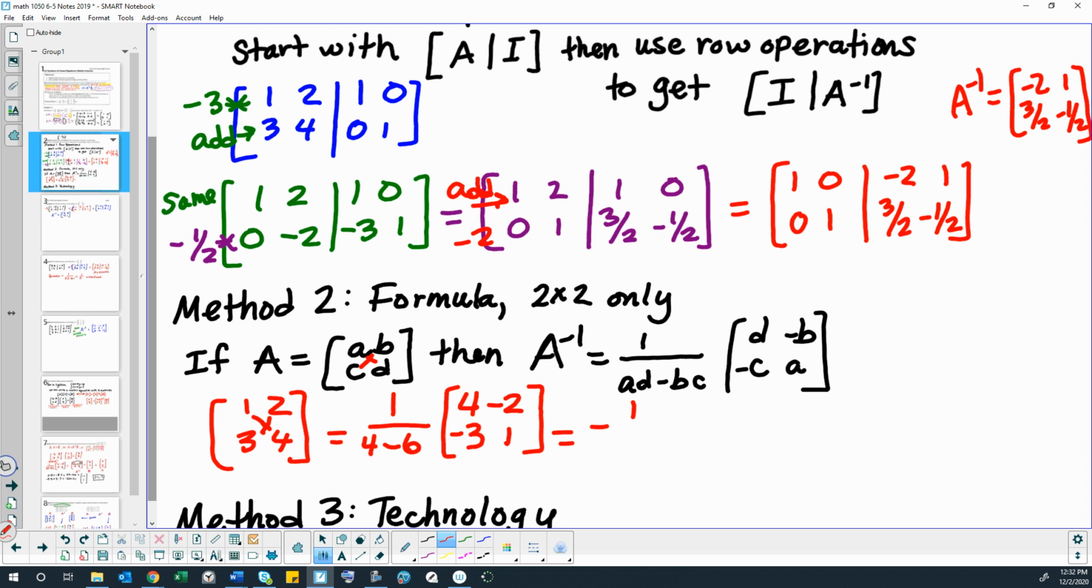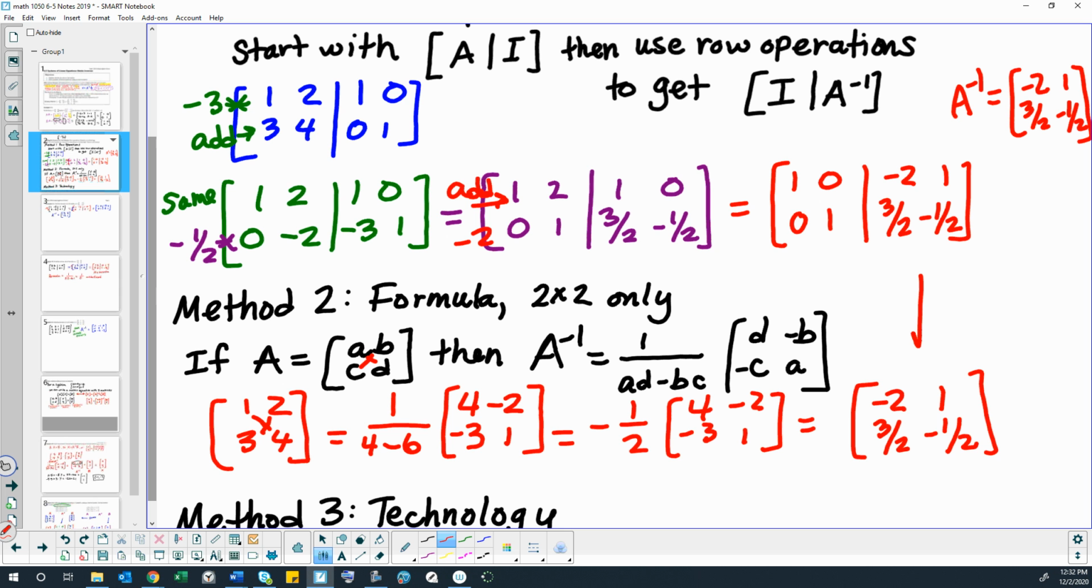Okay, so now I'm taking the scalar negative 1/2 that came from doing 1 over 4 minus 6, and I multiply that times 4, negative 2, negative 3, 1. I get negative 1/2 times 4 is a negative 2, negative 1/2 times negative 2 is a positive 1, negative 1/2 times negative 3 is a positive 3/2, and negative 1/2 times 1 is a negative 1/2. Exactly the same answer, without having to think through the row operations.